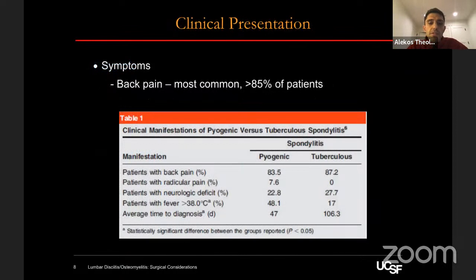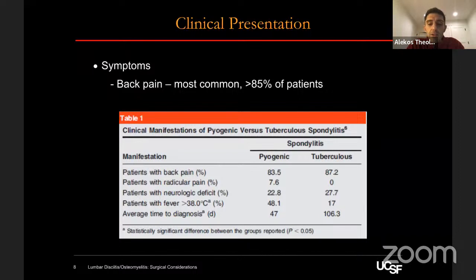In terms of clinical presentation of lumbar spinal discitis, the most common presentation is back pain, so clearly nonspecific. The pyogenic infections and tuberculosis infections, about 25% of them present with some type of neurologic deficit. Fever is more common for pyogenic infection. I think the most staggering part of this chart is the average time to diagnosis, especially for those granulomatous infections.